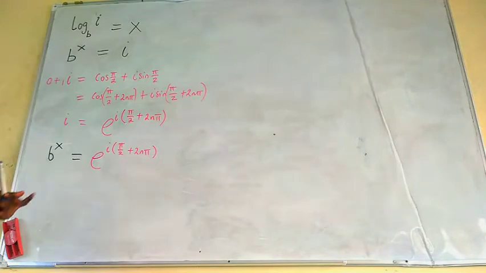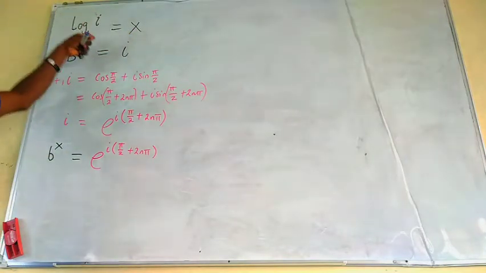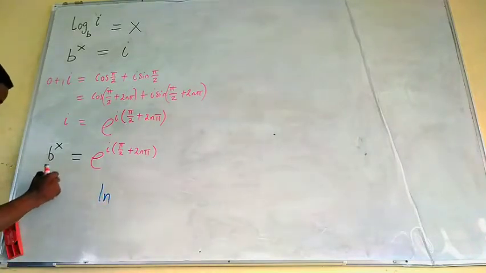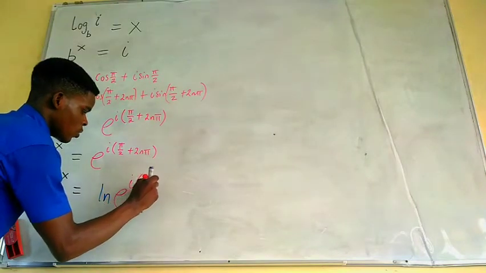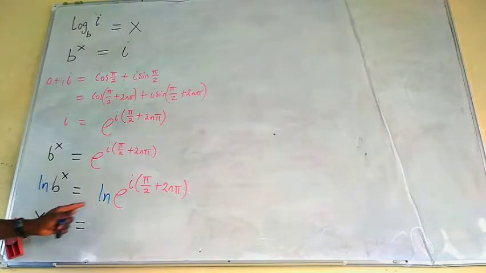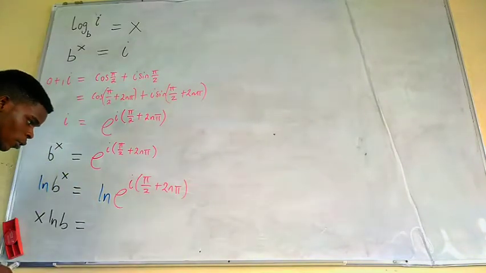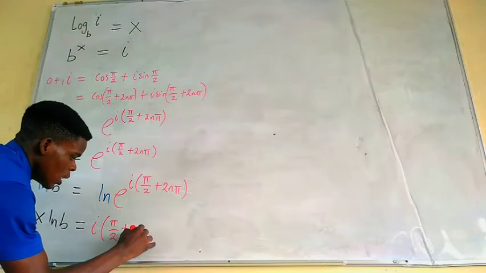Very nice. Well, from here, if we take the ln on both sides, we're going to get our x. Remember, our aim is to find x, where x is log of i to base b. So we take the natural logarithm on both sides. Here we have x times ln b on the left, and it is equal to ln of e, which is 1, then we have the power here, from the log property, so i times pi over 2 plus 2n pi.